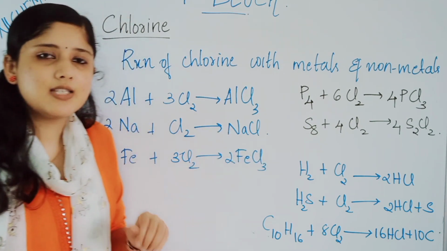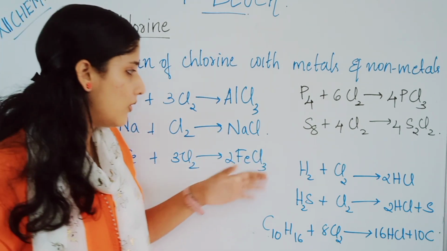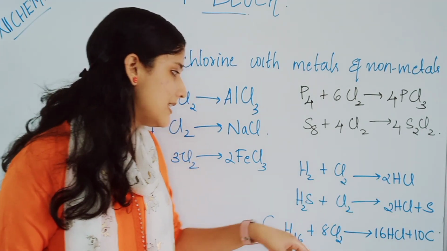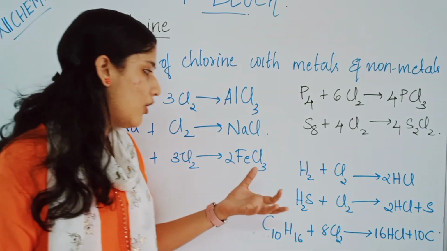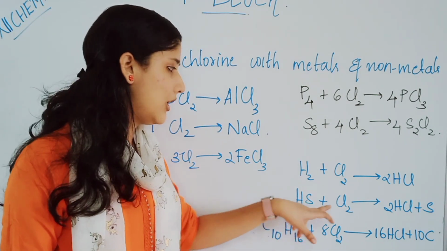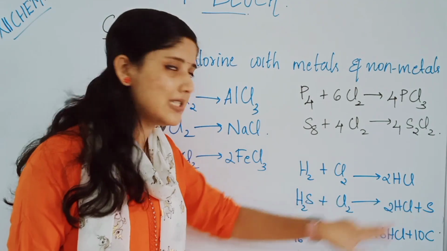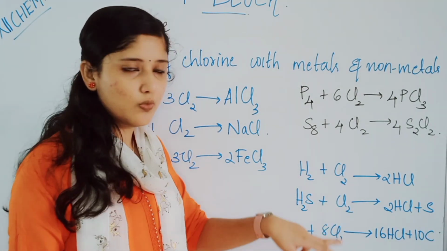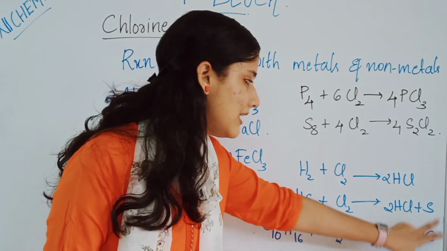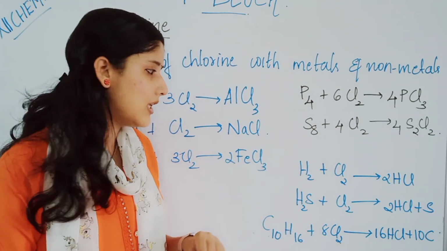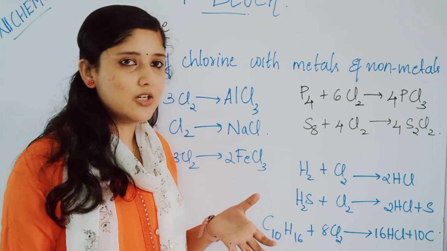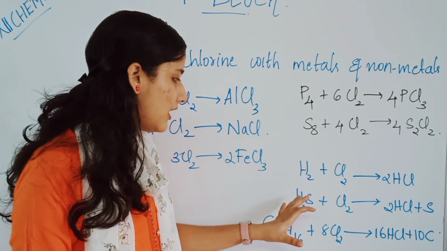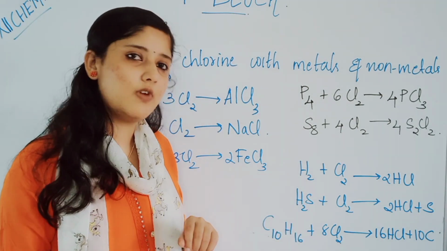Similarly, chlorine has high affinity for hydrogen. So look at these reactions. Hydrogen, H2 plus Cl2, will give you 2HCl. Similarly, hydrogen containing compounds like H2S with chlorine Cl2 will give you 2HCl plus sulfur, and also C10H16 plus 8Cl2 will give you 16HCl plus 10C. These three reactions show the high affinity of chlorine for hydrogen. These three are the reactions of compounds containing hydrogen with chlorine.